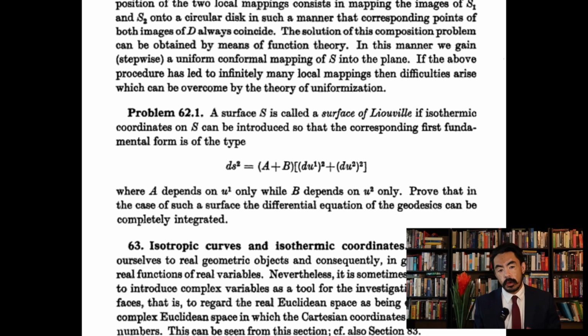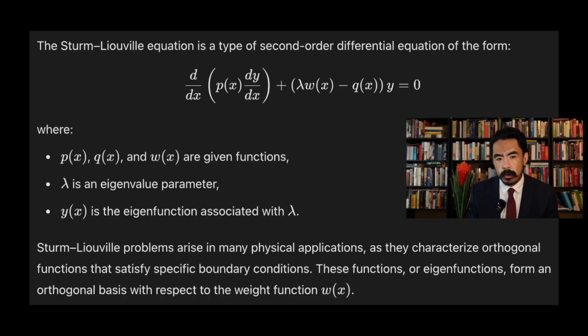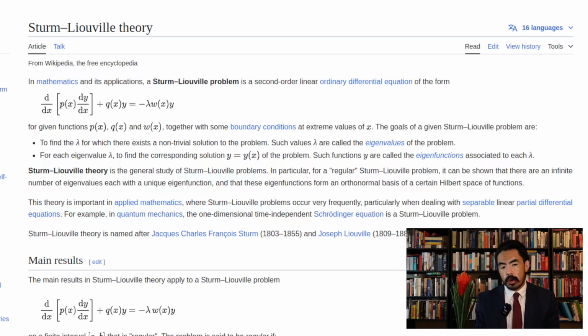So Joseph Liouville and Jacques-Charles François Sturm are the namesakes for so-called Sturm-Liouville theory, which is theory surrounding a very particular kind of differential equation. So it goes like this. You have a so-called regular Sturm-Liouville problem on a finite interval from A to B, including those endpoints A and B. And the equation looks something like d/dx of the quantity p(x) times dy/dx, closed quantity, plus q(x) times y equals negative lambda times w(x) times y.